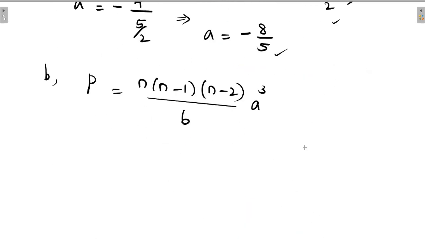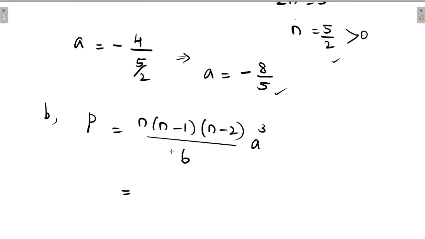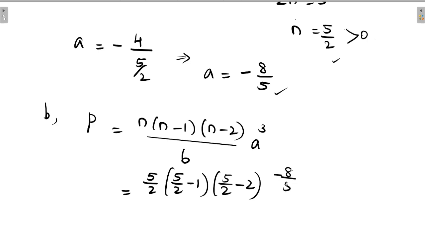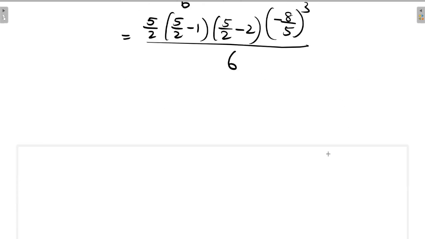Now we can replace the value of n, which is n equal to 5 by 2. So 5 by 2 times 5 by 2 minus 1 into 5 by 2 minus 2 times a cube. A cube is minus 8 by 5, the whole cube, the whole divided by 6. Let us simplify and find the value of p.